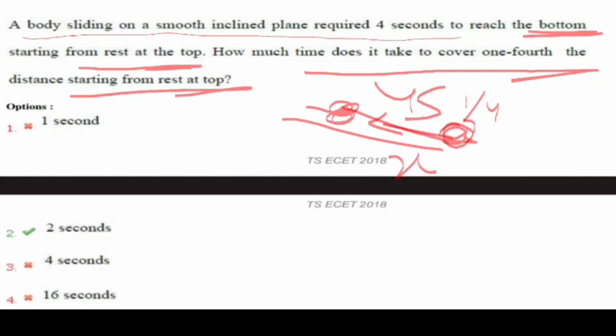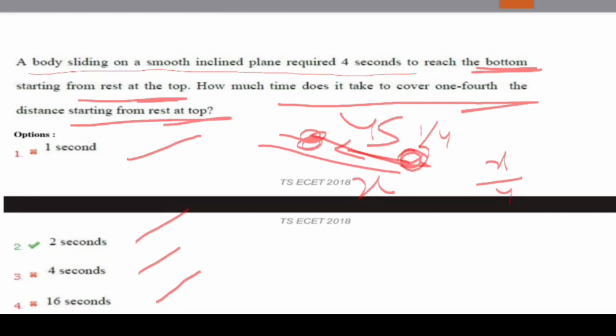Suppose this distance is x, and to cover this x by 4, how much time will it take, he is asking. Option A 1 second, 2 seconds, 4 seconds, 16 seconds.